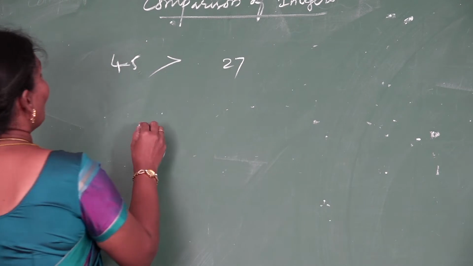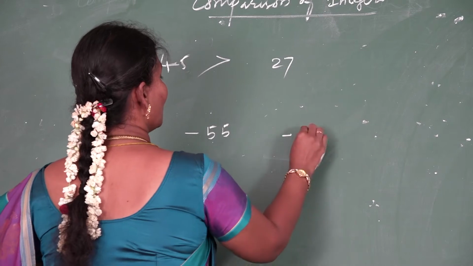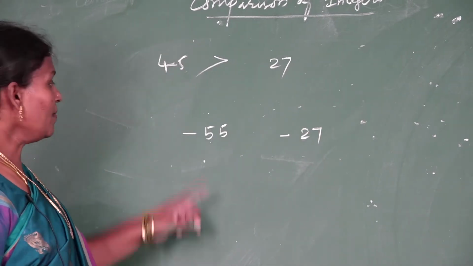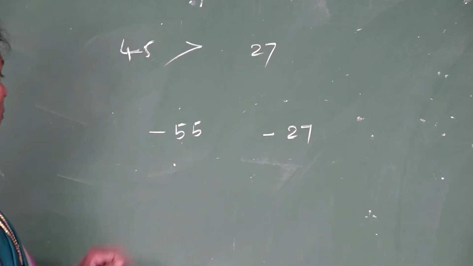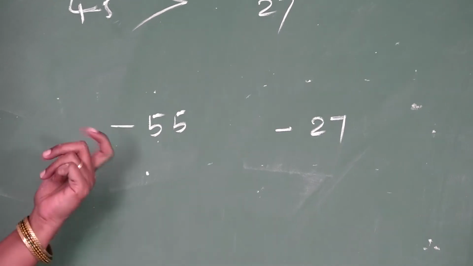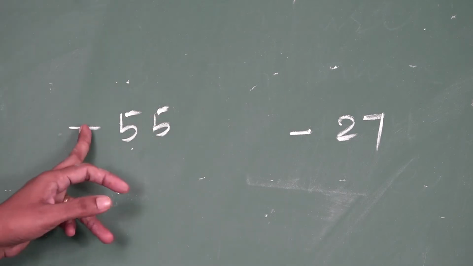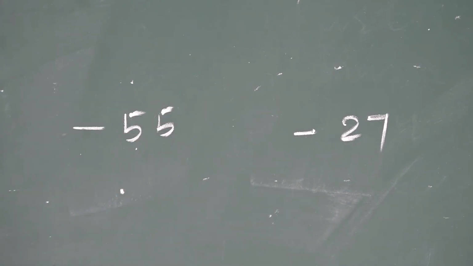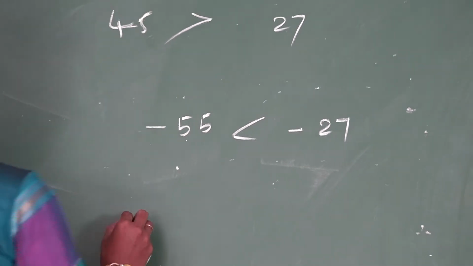See here. Minus 55 and minus 27. These both are negative integers. Suppose if you remove the negative sign, so here 55 and 27. Comparing 55 and 27, 55 is greater. But if you put the negative sign, minus 55 and minus 27, here it is just the opposite. Minus 27 is the greater integer. Do you understand? See some examples.